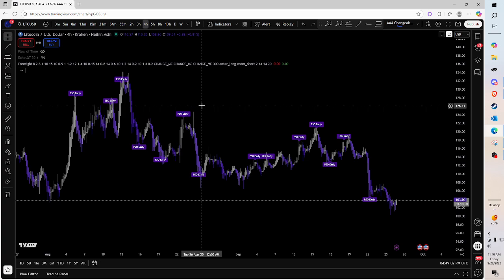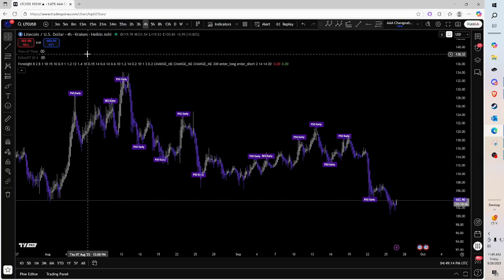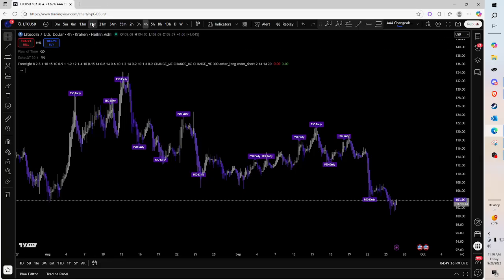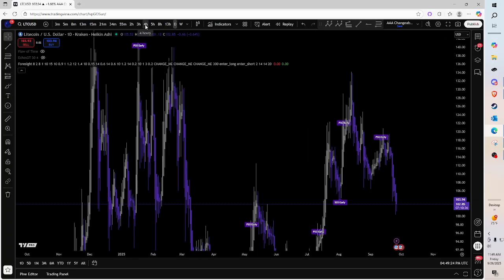I can't remember the percentage, but it's had a pretty good drop. I think from 118,000 or something down to 110. I can't remember exactly where we're at. I haven't looked at Bitcoin in a couple days. But we've had this fall, and Litecoin, that's why I wanted to go to the 4 hour. You can see it's sort of gone with everything else here.